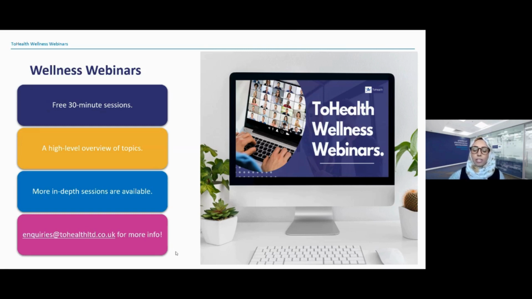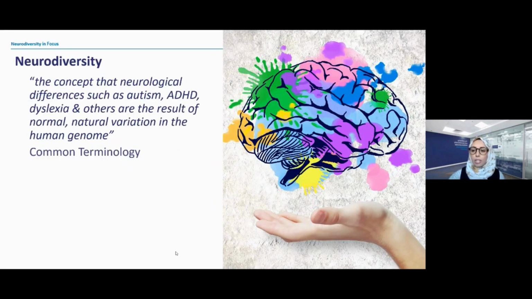Okay, so I just want to start by taking a look at what neurodiversity is. Well, this term, neurodiversity, is an umbrella term which aims to capture a number of learning and developmental difficulties. It's defined as the concept that neurological differences such as autism, ADHD, dyslexia, and others are the result of normal natural variation in the human genome.